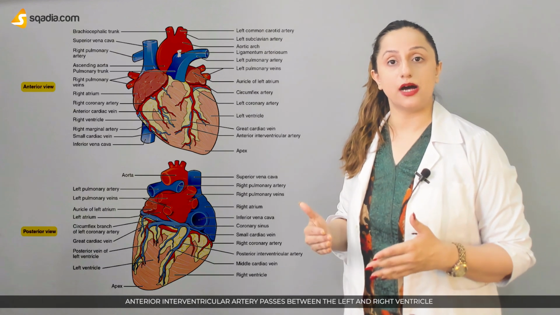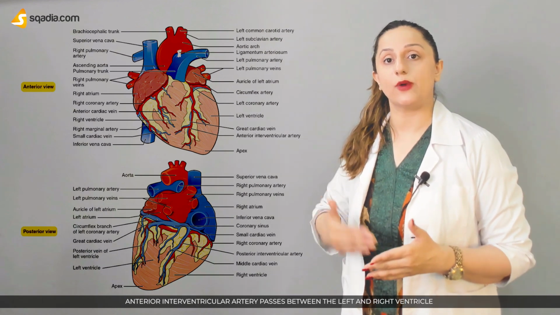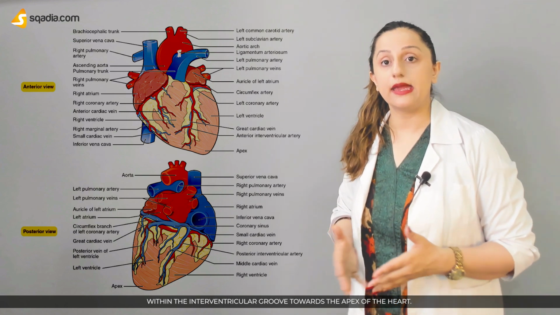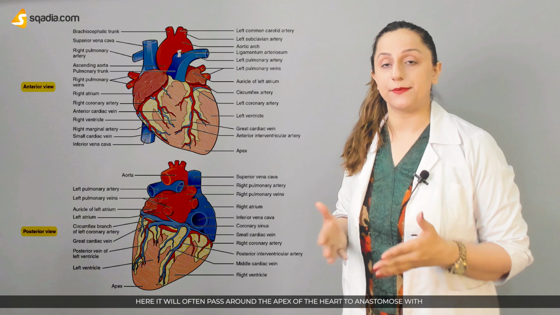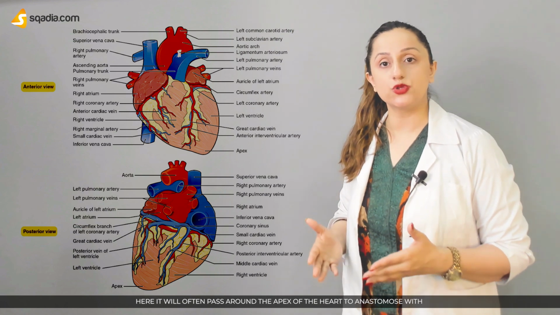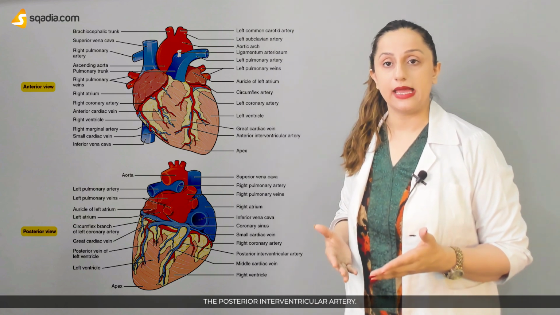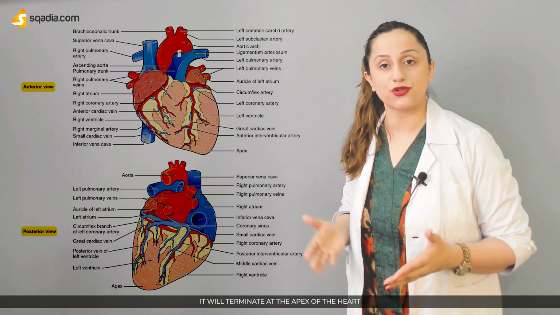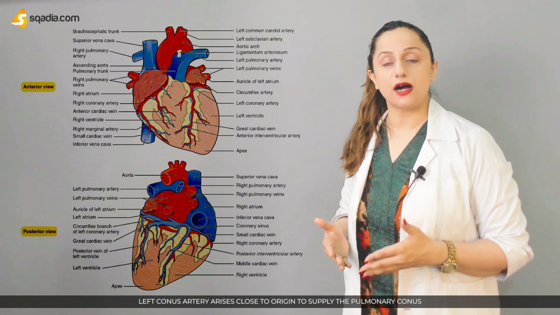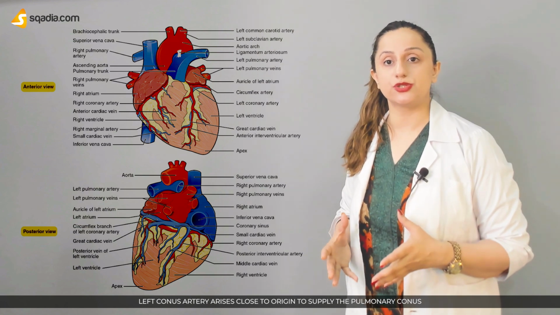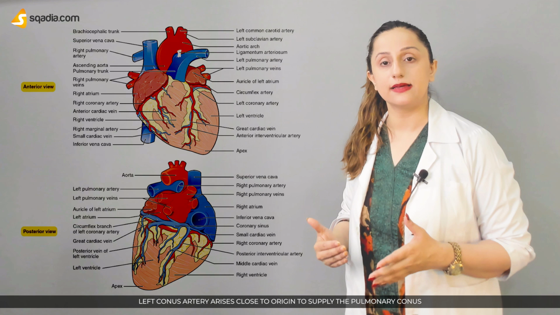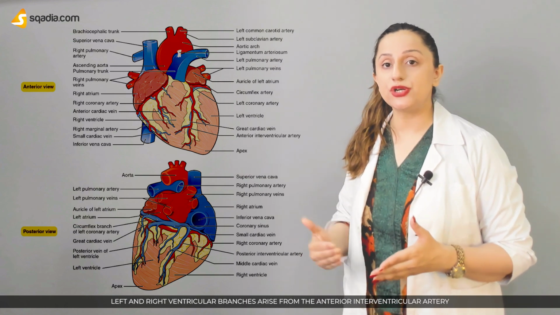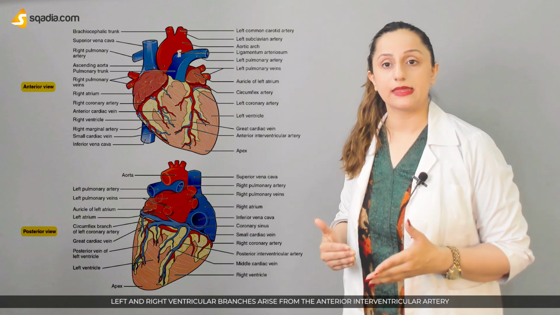The anterior interventricular artery passes between the left and the right ventricle within the interventricular groove towards the apex of the heart. Here it will often pass around the apex of the heart to anastomose with the posterior interventricular artery. In approximately 1/3 of individuals, it will terminate at the apex of the heart. The left conus artery arises close to the origin to supply the pulmonary conus. Left and right ventricular branches arise from the anterior interventricular artery.